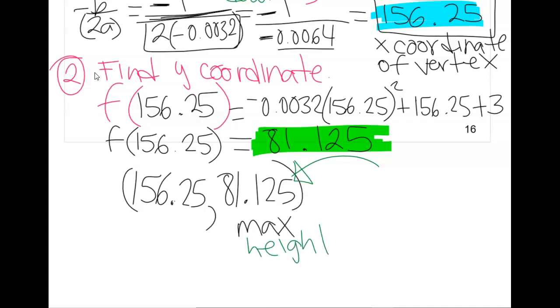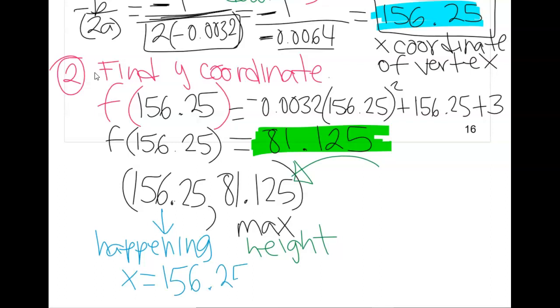That's the maximum height. And this number here represents that the baseball is achieving its maximum height at the x value, or horizontal distance, 156.25.